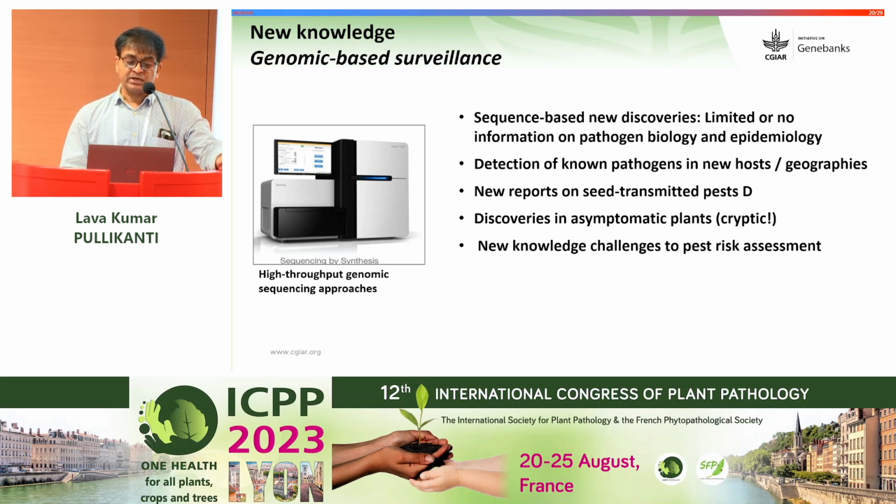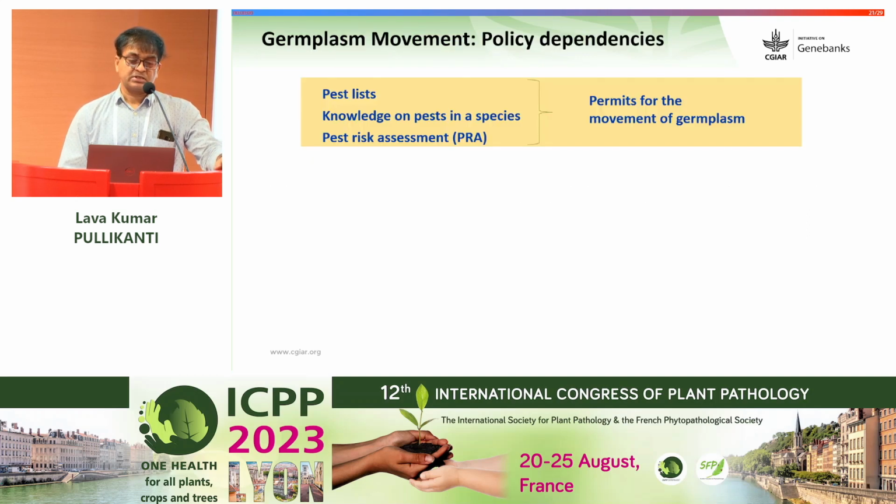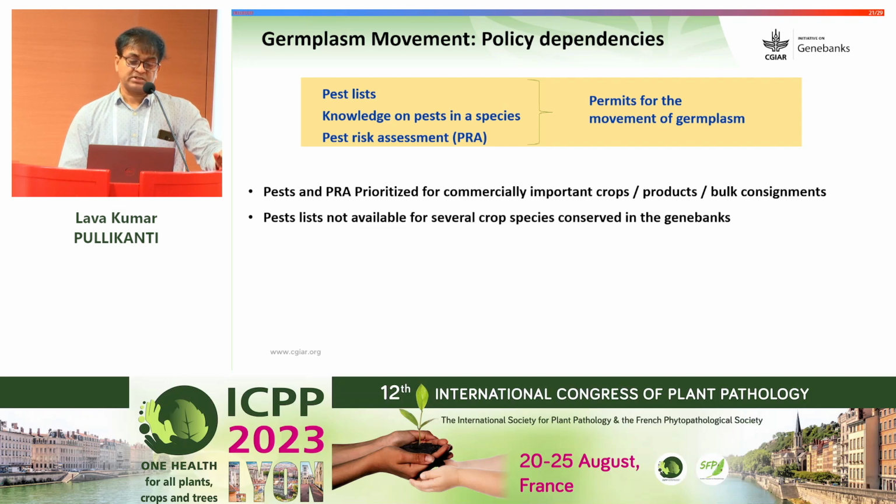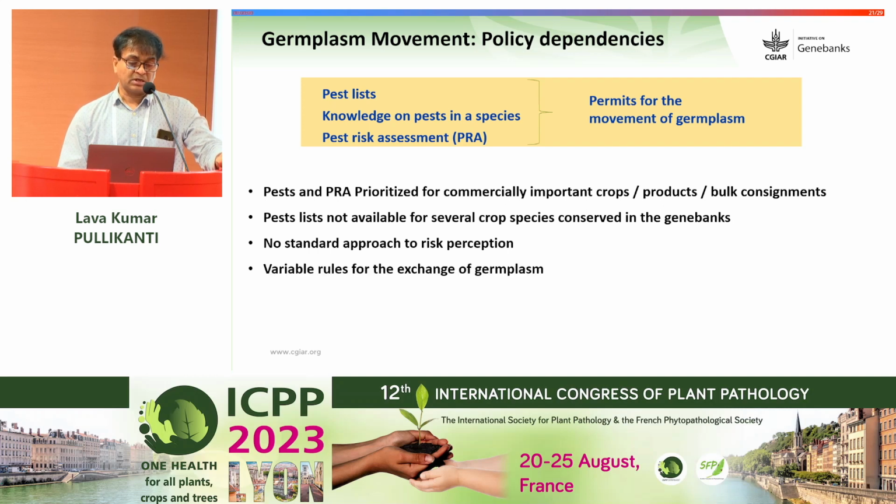And we are also finding a lot of viruses or other kinds of pathogens in asymptomatic plants, cryptic. How do we handle these cryptic pathogens? They are a big challenge when it comes to making decisions with regard to distribution. Considering that germplasm movement is all policy dependent, the new knowledge is posing a big challenge, both in terms of decision making and also how this is factored into the pest lists of the national programs.